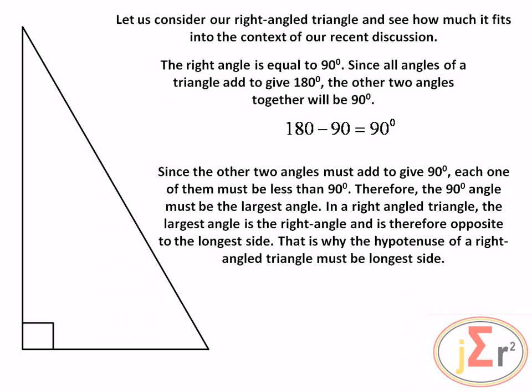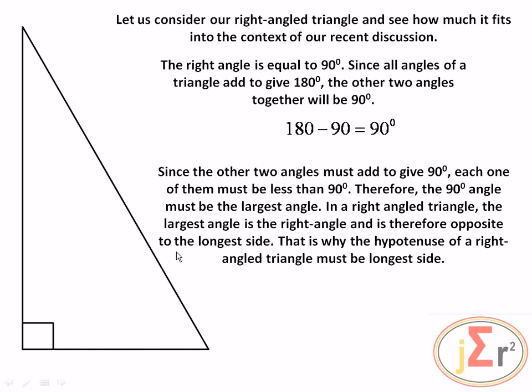So, as long as we can see that we have a right angle triangle, there's no doubt that one angle has to be 90 degrees, that is the right angle. The other two will add to give 90 degrees. Each one has to be less than 90 degrees. Therefore, the largest angle has to be the right angle. In a right angled triangle, the largest angle is the right angle, and it is therefore opposite to the longest side.